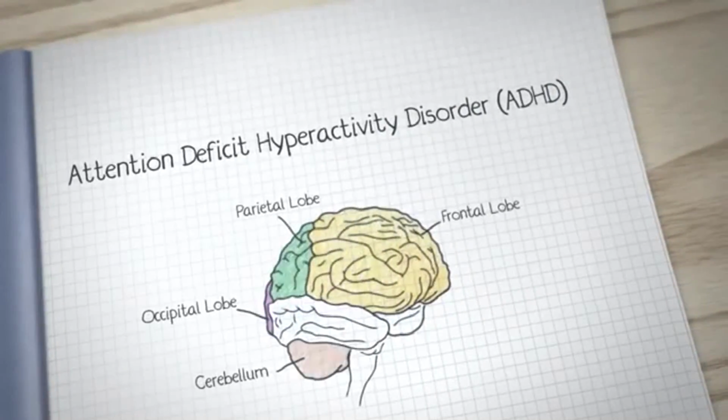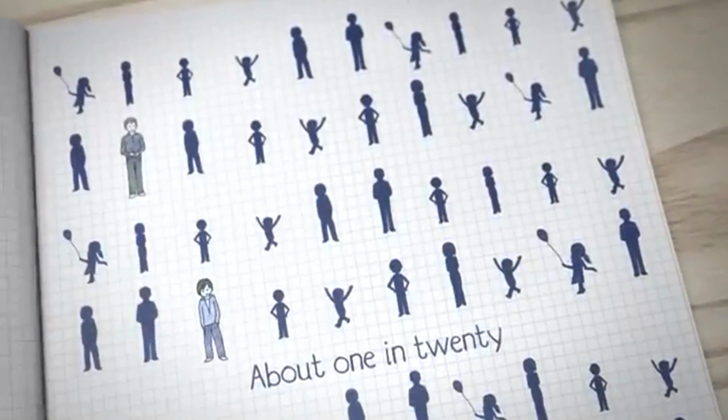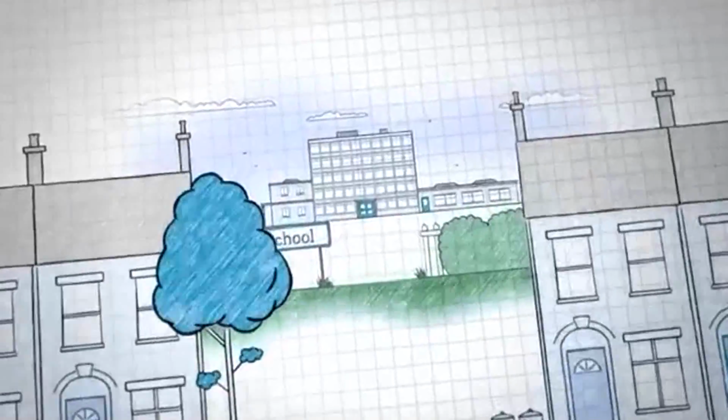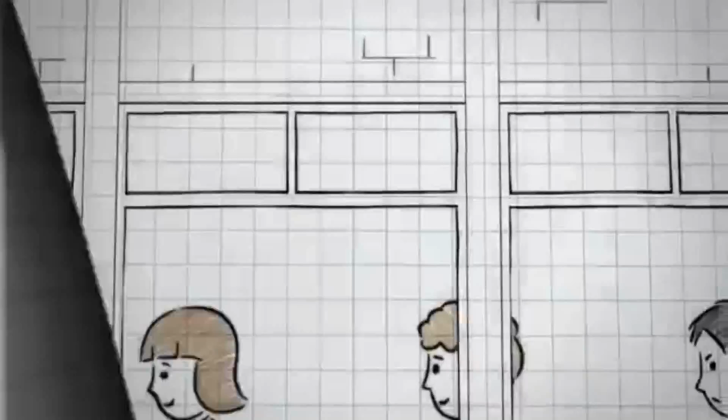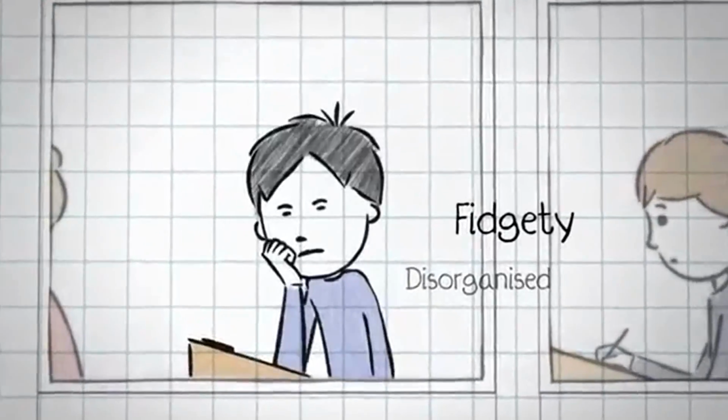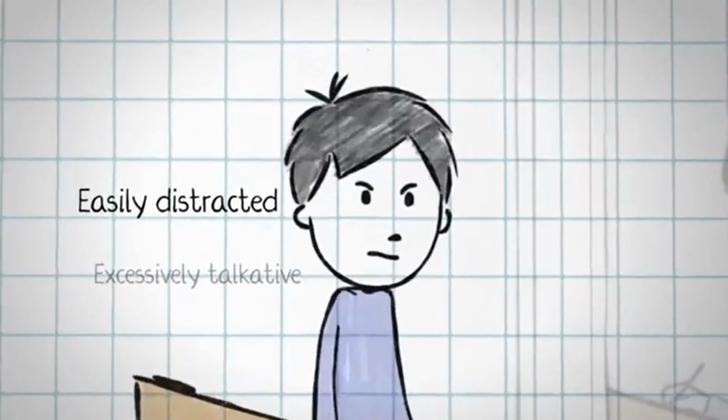Attention Deficit Hyperactivity Disorder, or ADHD as it's commonly known, affects about 1 in 20 young people around the world. It can have a major impact on life at home, in school, and with friends. Symptoms of inattention, impulsivity, and hyperactivity can reduce a person's ability to control their actions and concentrate without getting distracted.